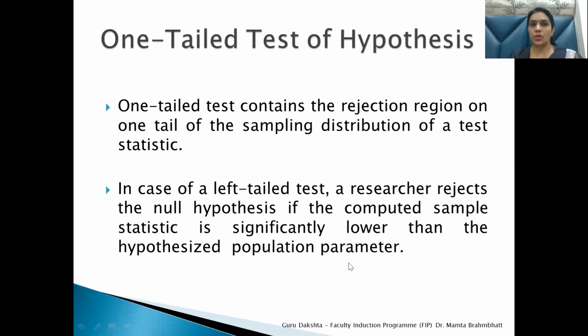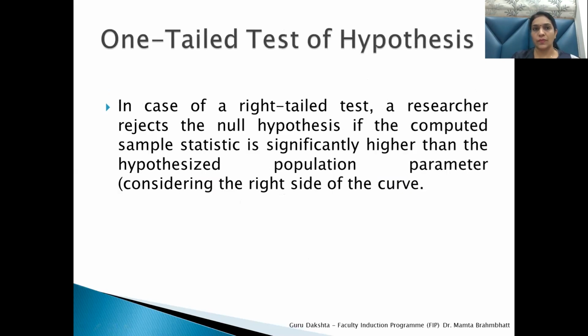One-tailed test of hypothesis. A one-tailed test contains the rejection region on only one side. In the case of the left-hand side distribution, a researcher rejects the null hypothesis if the computed sample statistic is significantly lower than the hypothesized population parameter value. In the case of the right-hand side distribution, the researcher rejects the null hypothesis if the calculated sample statistic is significantly higher than the assumed value.